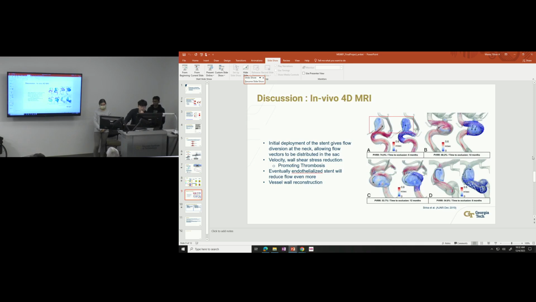And this could be comparable to another study that was done in vivo, actually. Using 4D MRI, they were able to take some velocity profiles. And as you can see, as I explained earlier, without the stent, the flow is going to hit the aneurysm wall directly, and there's going to be high wall shear stress here. However, if you put the stent in, the flow is going to be diverted and kind of spread out through the sac. And then with blood cells clotting onto the stent and causing the endothelialized layer, it's going to reduce the flow further, and then the vessel wall reconstruction will happen. And this is kind of giving you an overview of the current treatment for the aneurysm.